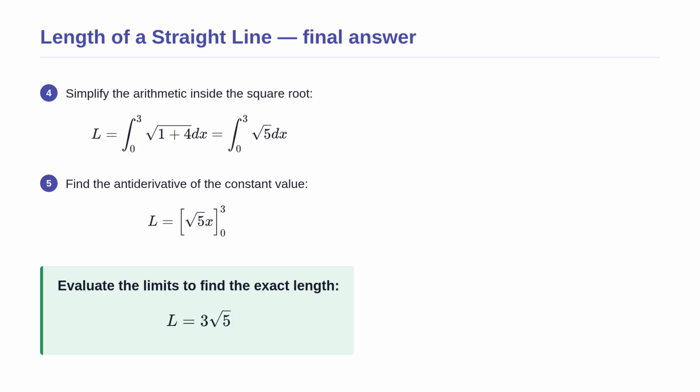Continuing with our calculation, we simplify the expression inside the integral. Squaring the slope gives us 4 and adding 1 gives us the square root of 5. Because this is just a constant number, finding the antiderivative is incredibly easy. We simply multiply the constant by our variable x. Finally, we evaluate this from 0 to 3. Substituting the upper limit gives us 3 times the square root of 5 and the 0 lower limit vanishes. Our final answer is 3 root 5 units. This perfectly matches the standard Pythagorean distance formula, proving our calculus method works flawlessly.